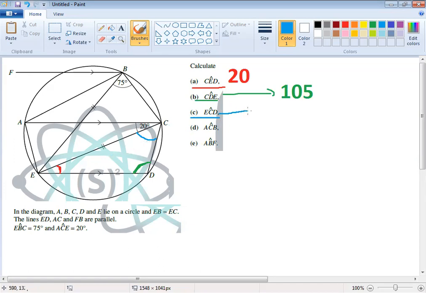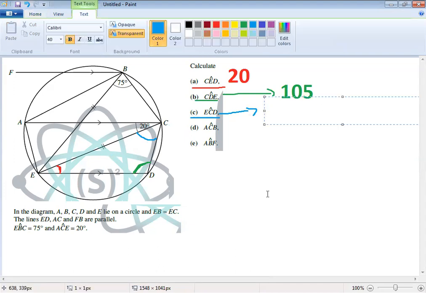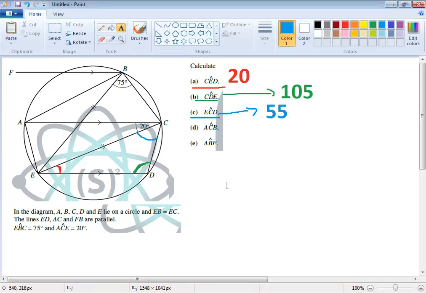So how do we get ECD? Add both and subtract from 180. What is this angle? 55. Is this clear?